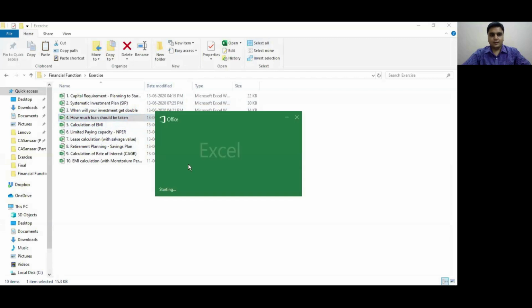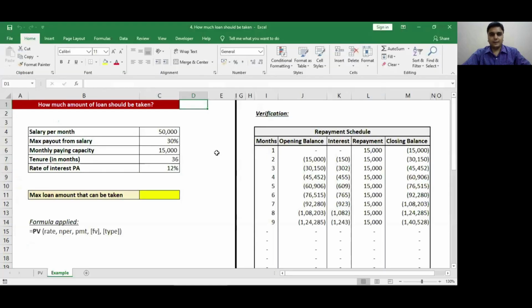In this, we will learn how much amount of loan we should take if we have limited paying capacity. Like for example, my monthly salary is suppose 50,000, and out of 50,000 I can pay only 30,000 as an EMI contribution on a monthly basis. My tenure of the loan is 36 months and the rate of interest is 12%. So I want to make sure that my EMI does not go above 15,000. So what is the maximum amount of loan that I can take?